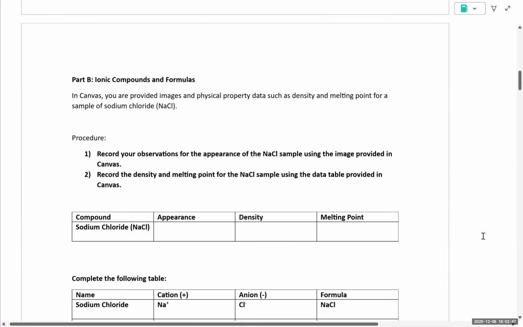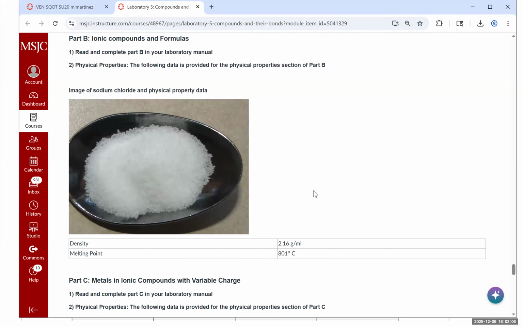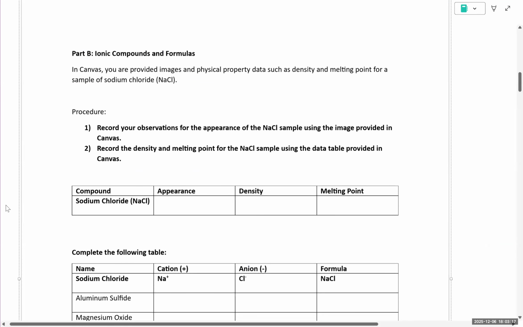So part B, ionic compounds and formulas. In Canvas, you're provided images and physical property data such as density and melting point for a sample of sodium chloride. We're going to record our observations for the appearance of the sodium chloride sample and record the density and melting point. Okay, so here's the sodium chloride sample. This looks like a white solid. The density is 2.16 gram per mil. The melting point is 801 degrees Celsius.